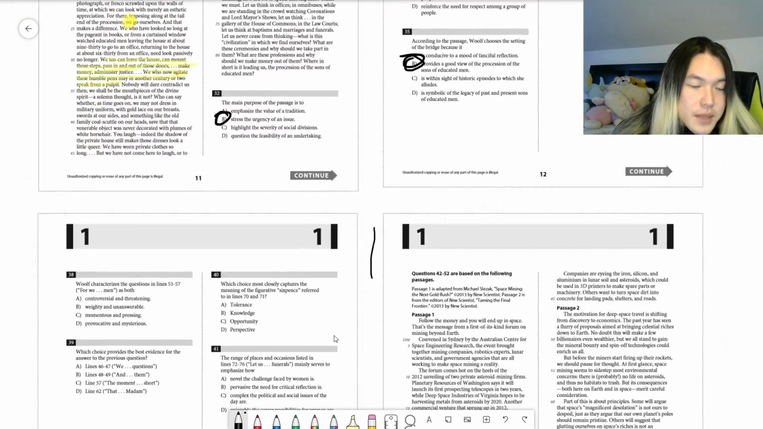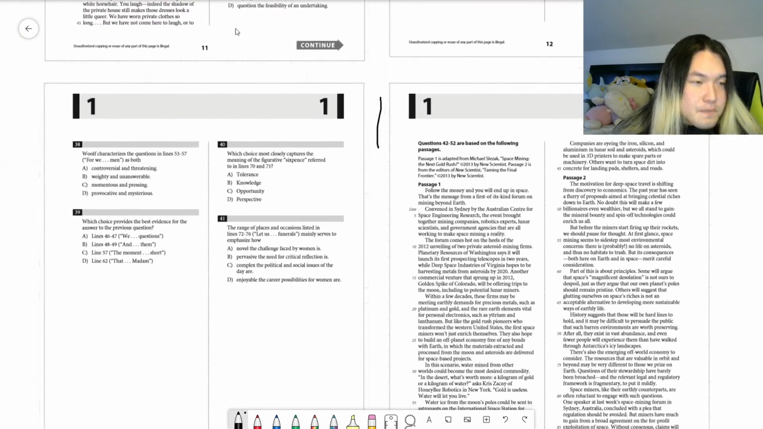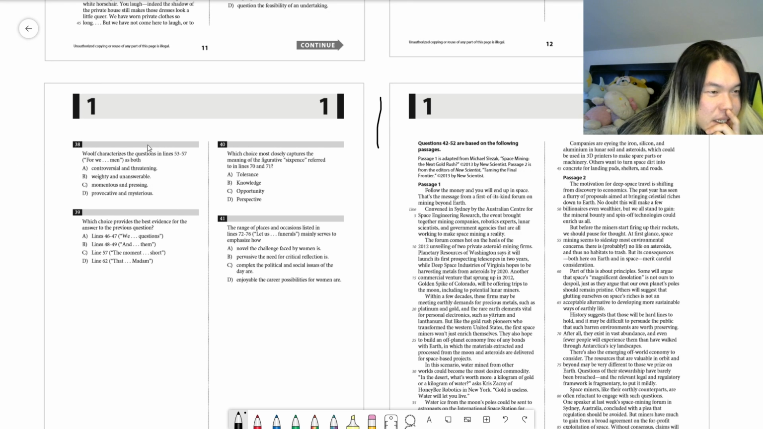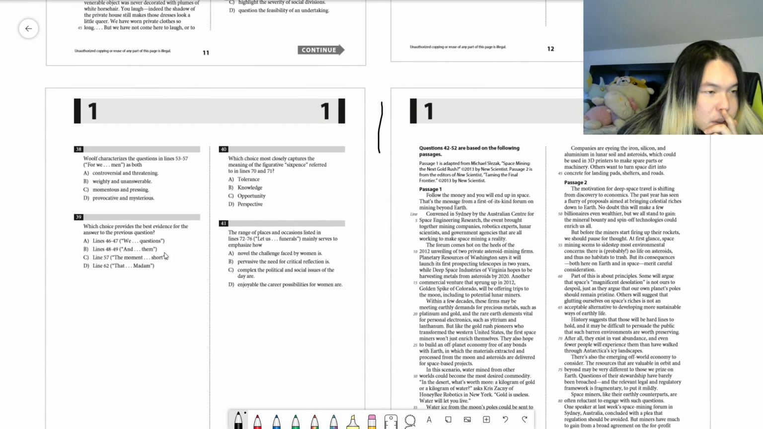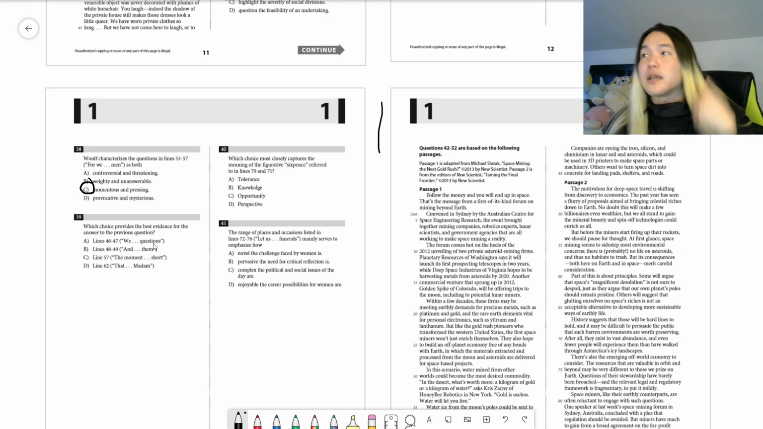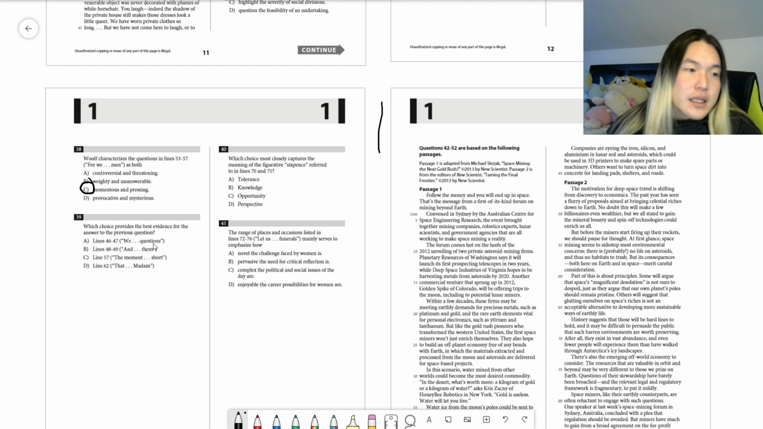All right, let's go back to 38. She characterizes these questions as controversial and threatening. No. Weighty and unanswerable. No. Momentous and pressing. Yeah, momentous is another word for important. Pressing is like, there's a time limit. Yeah, exactly. Provocative and mysterious. No, that's not what she's talking about.